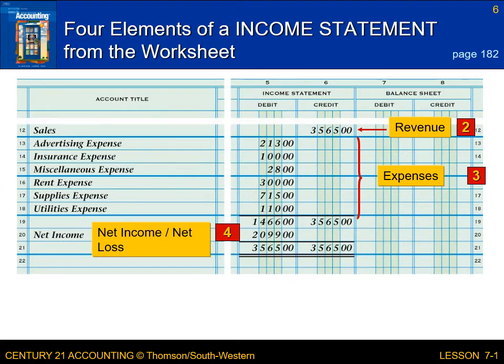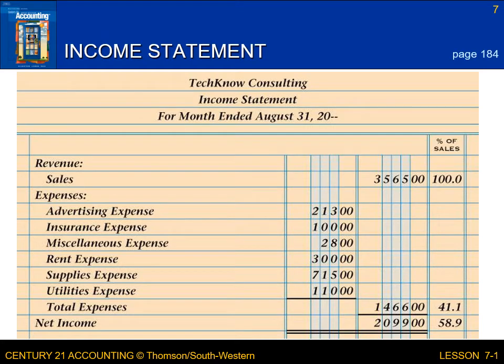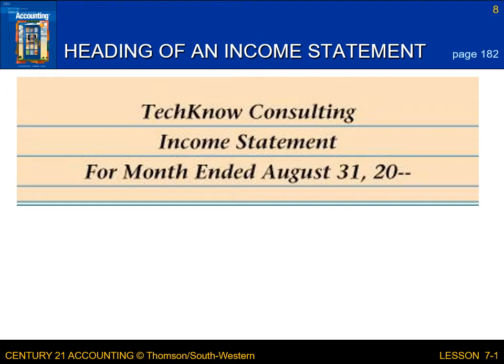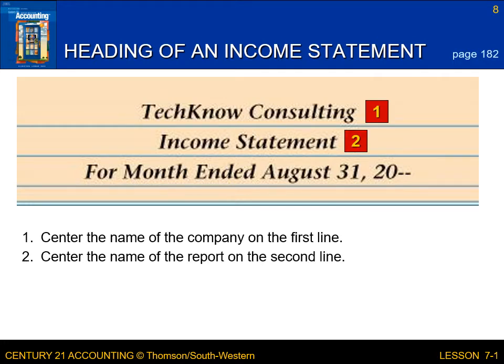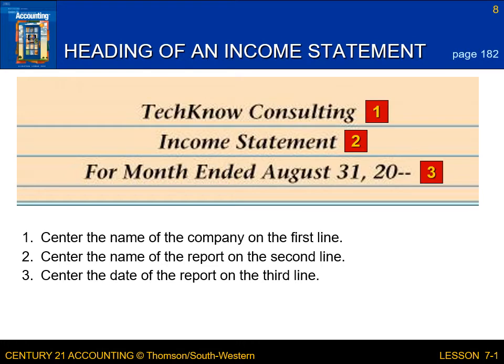So there's 4 elements of an income statement that we're going to take from the worksheet. We're going to take here the heading, the revenue, the expenses, and then the net income or net loss, to create this page right here. So the heading looks like this, same as what we do for our worksheet. Title of the company, the document that we're creating on the second line, and then the date of the report. In this case, we're doing it for a monthly fiscal period.